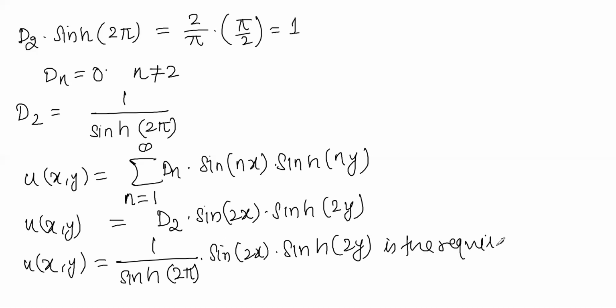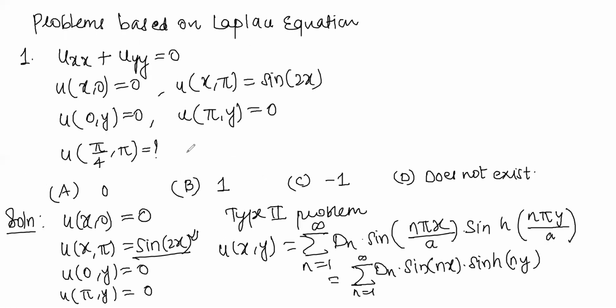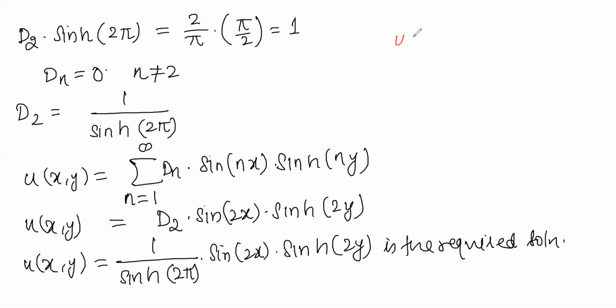But now we have one more step to go. They are asking what is u of pi by 4 comma pi. So in place of x, just put pi by 4 here, and in place of y, just put pi. So I'll solve it here.